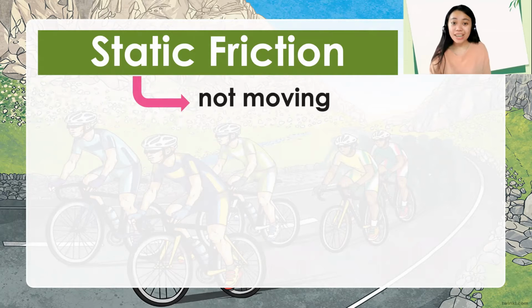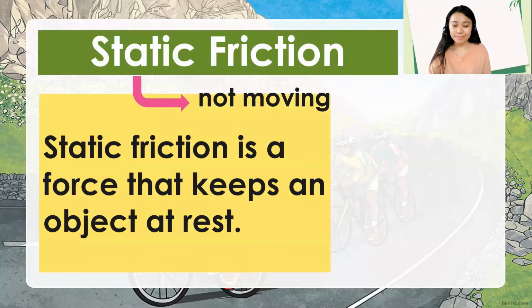Static means not moving. Again, static means not moving. Static friction is a force that keeps an object at rest. Let's read. Static friction is a force that keeps an object at rest.